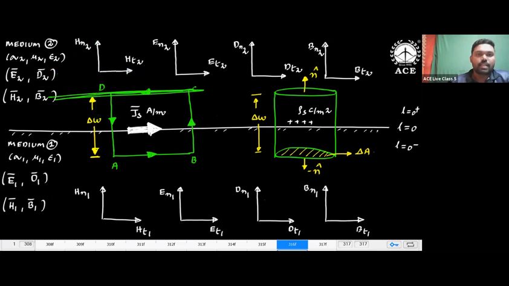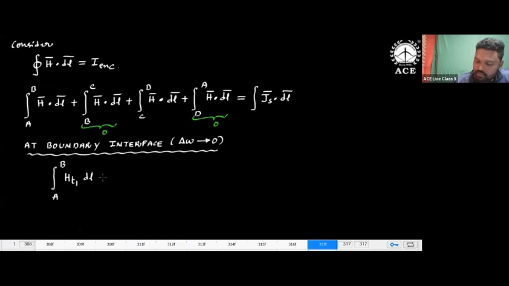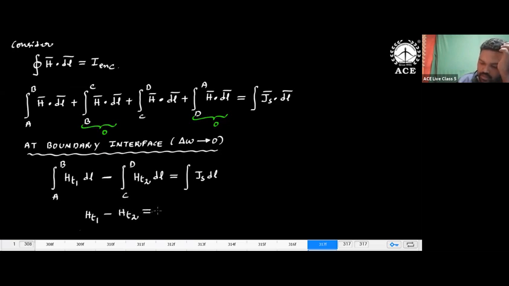So the dot product will be there only due to the tangential component. But here, the loop direction is like this and HT2 is like this. They are in opposite directions, so you are going to get a minus: minus integral C to D HT2·dl, which is equal to Js·dl. Removing the integrals on both sides, what you get is HT1 minus HT2 is equal to Js. So this is the first boundary condition.